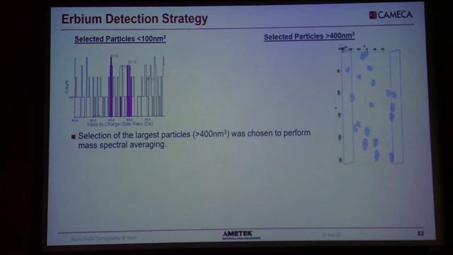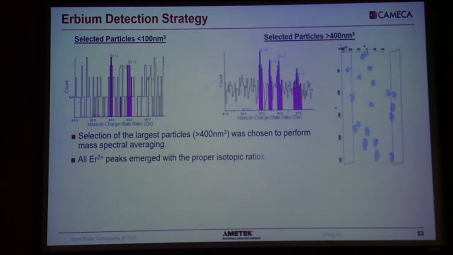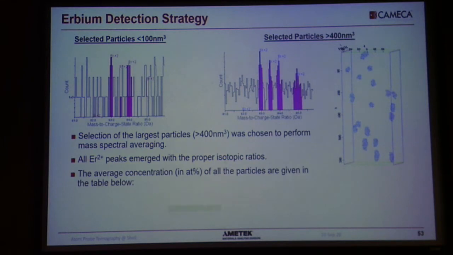However, if I take particles that are over 400 nanometer cube, then we do have here the clear pattern for erbium, and it matches the pattern that we have for all the different isotopes for erbium. Having the flexibility and the possibility to isolate these particles and do data processing on just these particles is extremely powerful. So we could even get information about the concentration. Now we can put some numbers in terms of how much erbium we have.